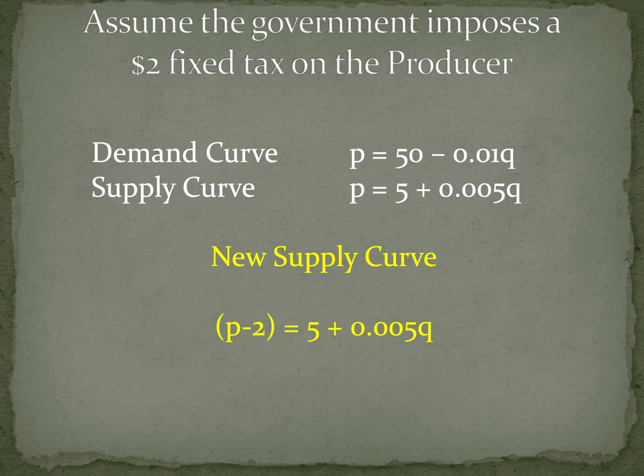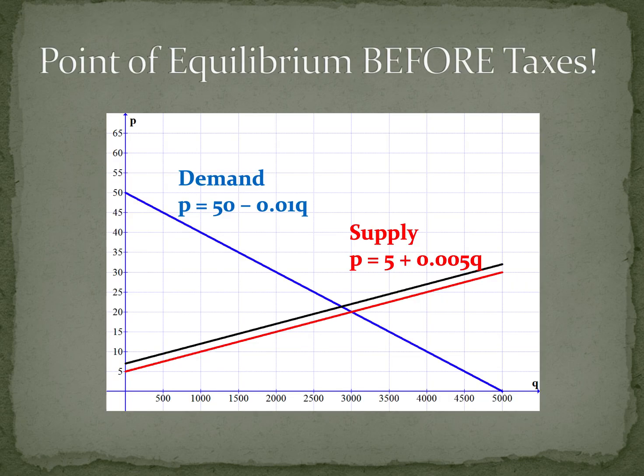And so I can simply add 2 to both sides, and now I've rewritten the equation as P equals 7 plus 0.005Q. So let's consider the graph. Here you have in red the old supply curve, and in black the new supply curve. What you'll notice is it's moved to the left and up. So what this indicates is the price has gone up, quantity has gone down.